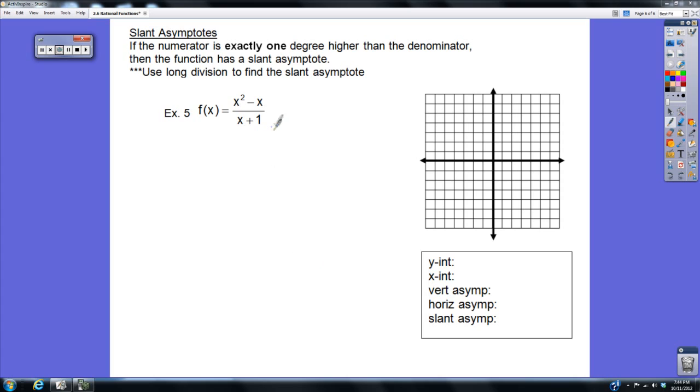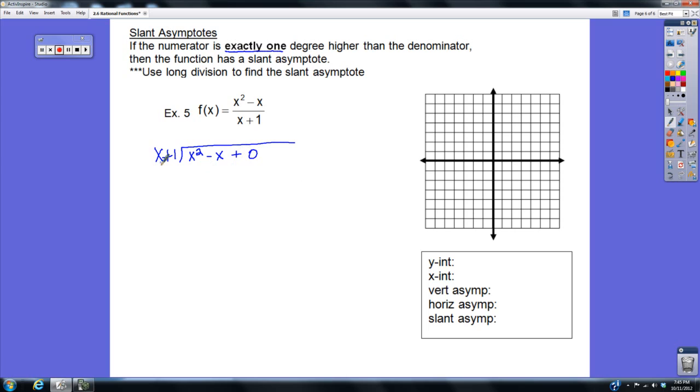And the way we know if we have a slant asymptote is that the numerator is exactly 1 degree higher than the denominator. Then we'll have a slant asymptote. And the way we find it is we use long division. So check this out. My numerator is 1 degree higher than the denominator. So we're going to divide to find the slant asymptote. So we're going to do x plus 1 divided into x squared minus x, and then I'm going to put my plus 0. So let's do long division real quick.